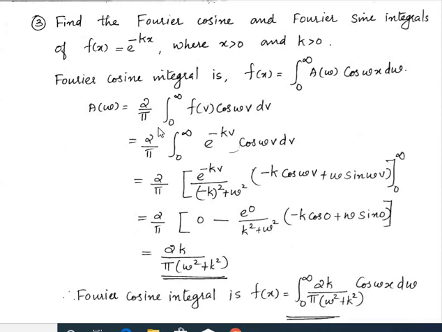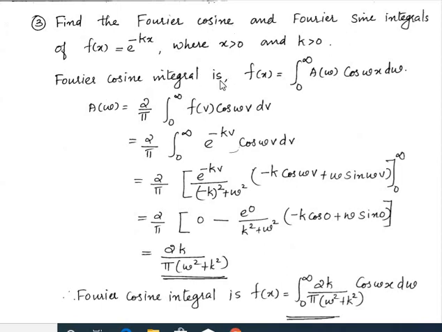It's a continuation of the previous lecture. We will do some more problems on Fourier integral, sine integral and cosine integral. Next problem: find the Fourier cosine and Fourier sine integral of f(x) equal to e raised to minus kx, where x greater than 0 and k greater than 0. So here the question is to find the Fourier cosine and Fourier sine integral separately.